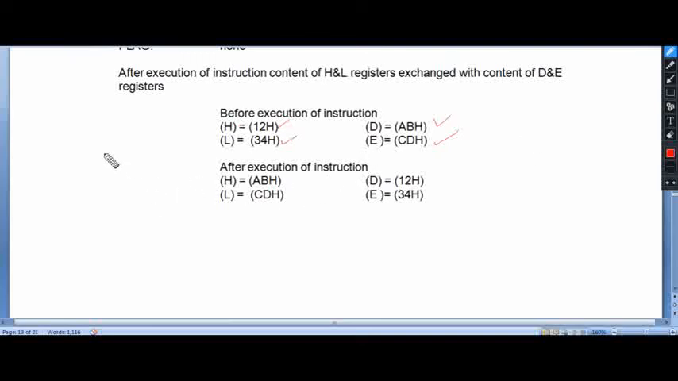When we execute the instruction XCHG, what will happen? The number from H goes to D, the number from L goes to E, the number from D goes to H, and the number from E goes to L. The numbers from the register pairs get exchanged. This is called the exchange instruction, that is the XCHG instruction.